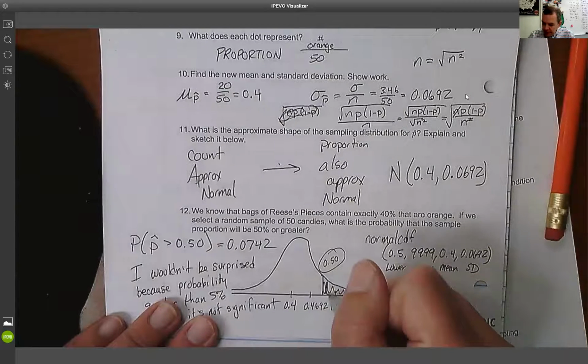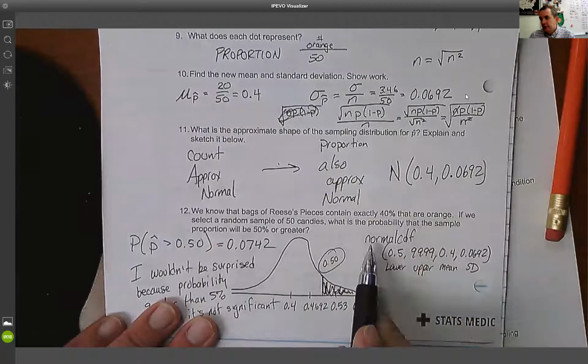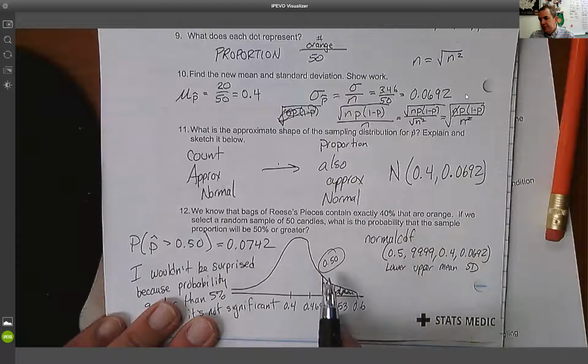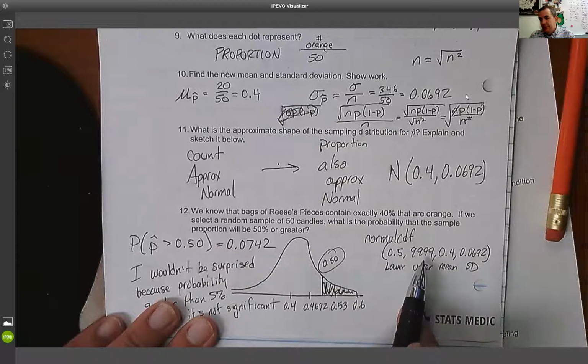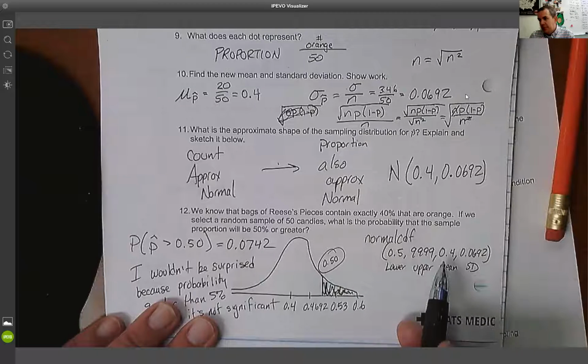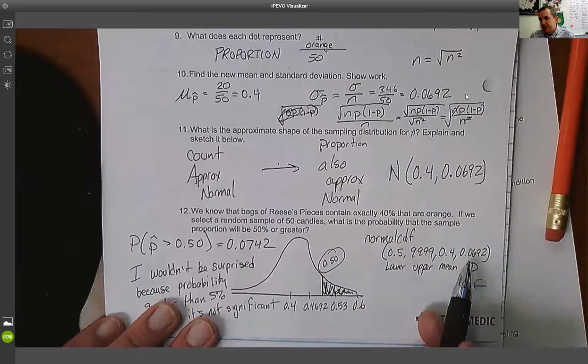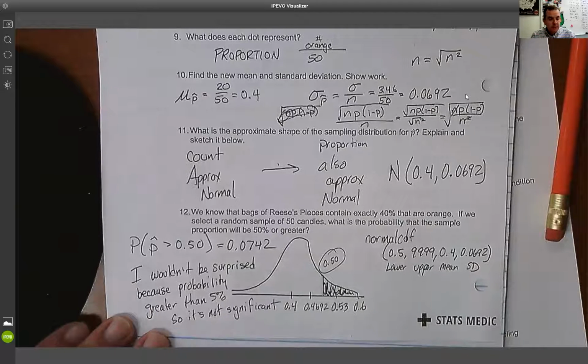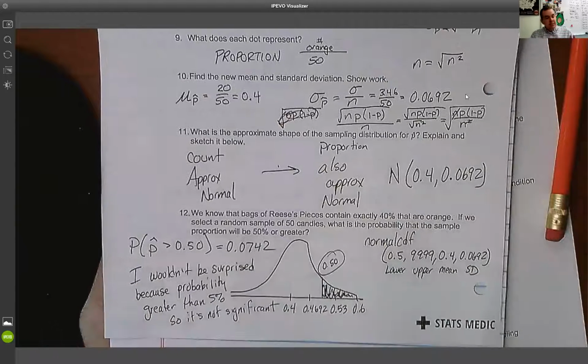I want to figure out the area under the curve, so I'm going to do normal CDF. My lower bound is 50%. My upper bound is lots of 9s because I want it to go on forever. My mean is 0.4, my standard deviation 0.0692. When I break out the calculator, it tells me 0.0742. So there's a little over 7% chance that if I took 50 candies out of a bag, I'd end up with more than half of them being orange. So I wouldn't be surprised. It's not significant.